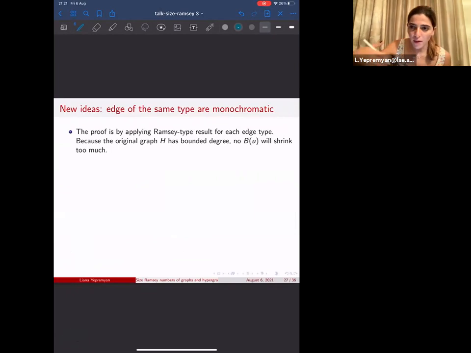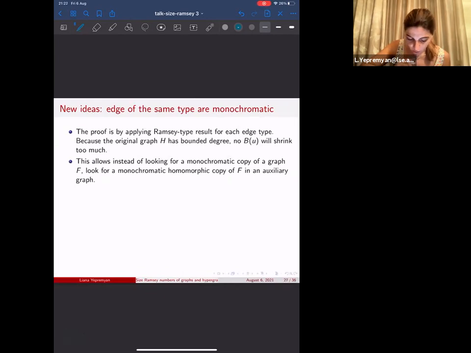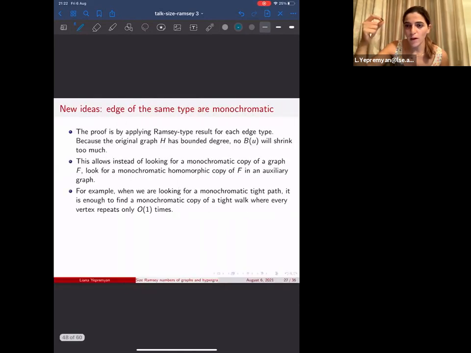The proof of this lemma is by applying Ramsey type results for each edge type. And every time you apply it, the blob shrinks a little bit, but because the original graph H has bounded degree, none of the blobs will shrink too much. And right, so instead of looking for a monochromatic copy of a graph F, now we actually can look for a monochromatic homomorphic copy of the graph H, because I'm going to treat every vertex inside the same blob in the same way. They are going to behave the same.